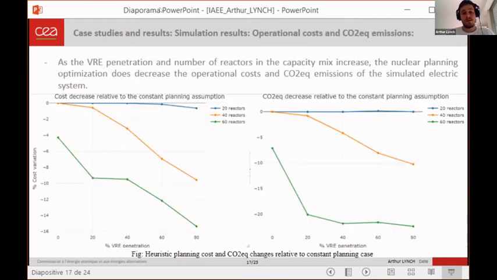The second type of result that we tried to assess was linked to operational cost and CO2 equivalent emission. And what we found is that the impact of nuclear planning optimization on operational cost and CO2 equivalent emission is approximately the same as with thermal dispatch. In cases with low variable renewable penetration and a low number of reactors installed in the capacity mix, nuclear planning optimization does not seem to have a great influence on operational costs and CO2 equivalent emission of the system. However, in cases with higher variable renewable penetration and a higher number of reactors installed in the capacity mix, nuclear planning optimization does decrease quite strongly the operational cost of the system and its CO2 equivalent emission.